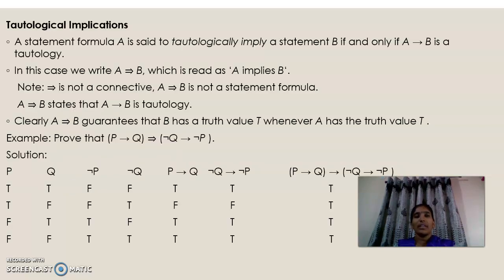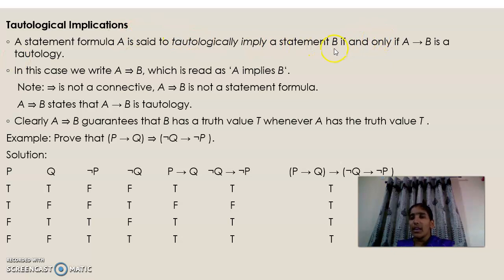First let's start with the tautological implication. So first see here the definition of tautological implication. A statement formula A is said to tautologically imply a statement formula B. Here A is one statement formula and B is another statement formula. A is said to tautologically imply B if and only if A conditional B is a tautology.